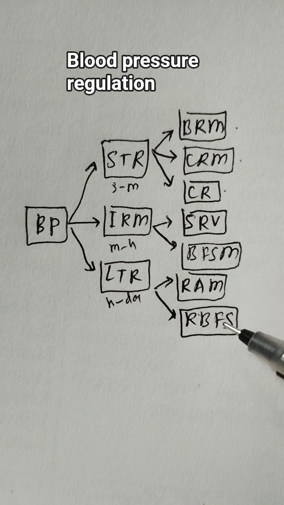Whereas the renal body fluid shift mechanism occurs in case of hypertension, where increase in the pressure causes increased ultrafiltration of sodium and water, causes natriuresis and diuresis, thus brings the blood pressure back to normal.